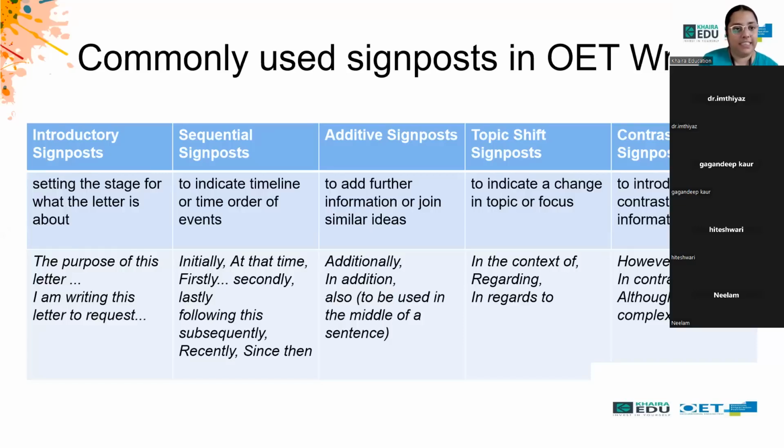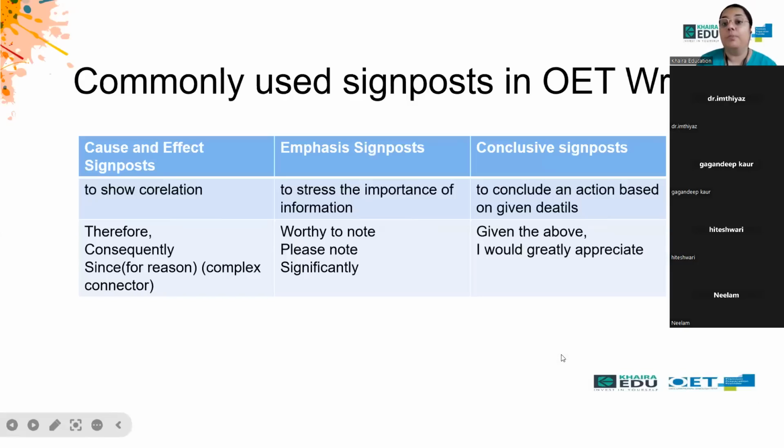So these are the categories of some commonly used signposts. There are others which I'll show on the next page. Now, if there is confusion in any of these, you do not have to worry. We are going to practice all of these a lot in the coming tasks, so it will give you a lot of clarity. Let's move on to the next page.